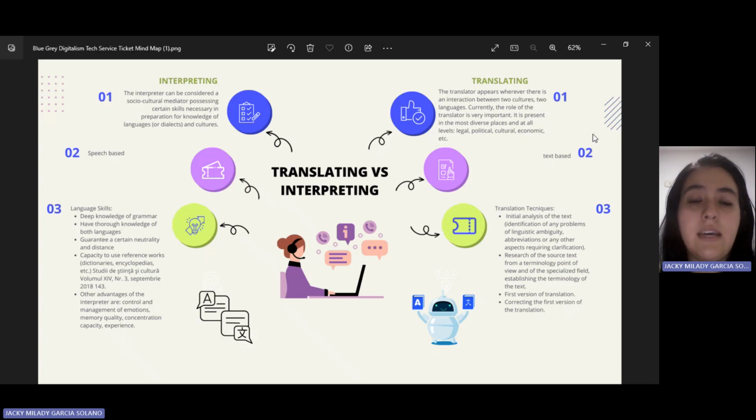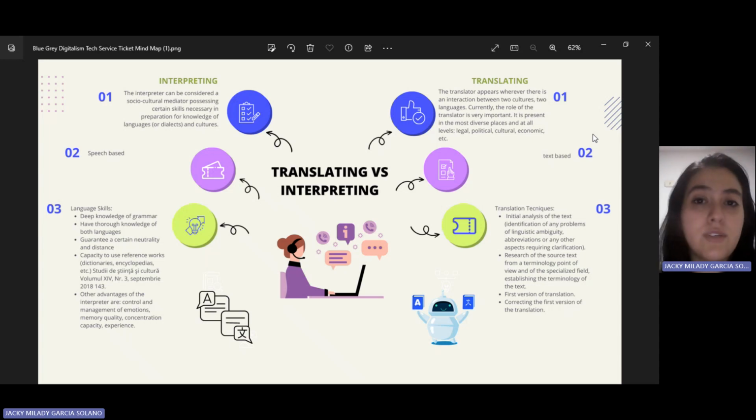In each of them, the translator or the interpreter needs to have specific language skills. In the case of interpreting, it is necessary to have a deep knowledge of grammar and vocabulary, and the interpreter must have the experience or the ability to use a dictionary or references, to be able to do it at the same time.